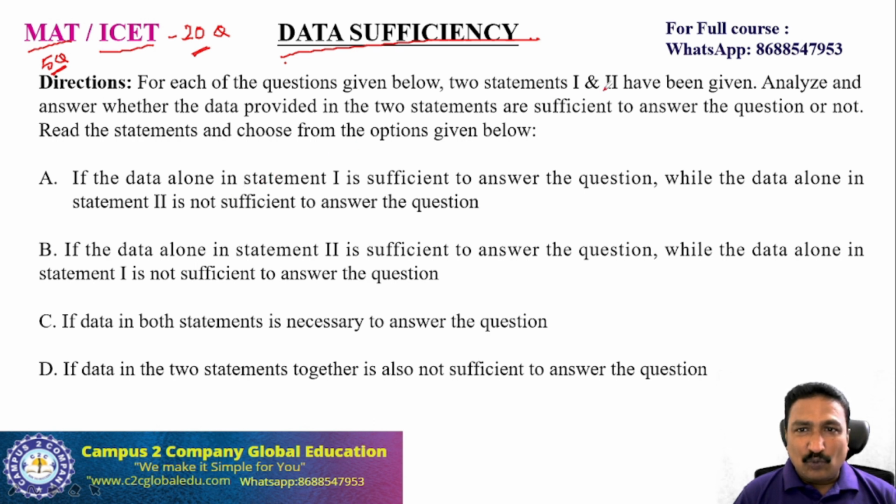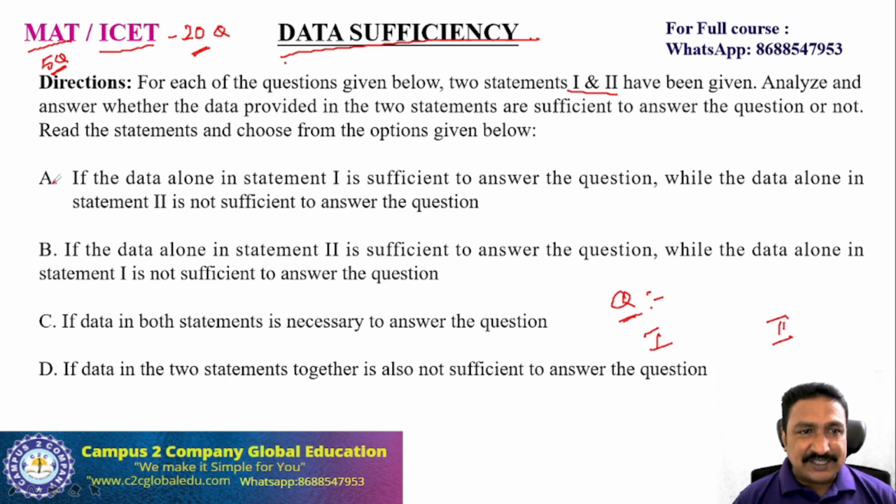They will give one question followed by two statements, statement 1 and statement 2. Based on these two statements, we have to decide whether we can find the answer or not. How to decide? They will give 4 options, and based on these 4 options, we have to decide correctly.